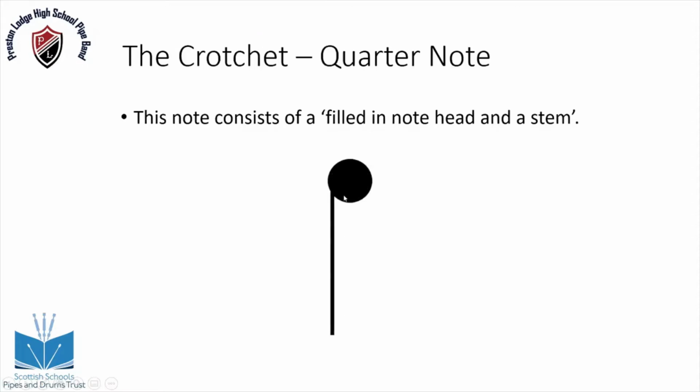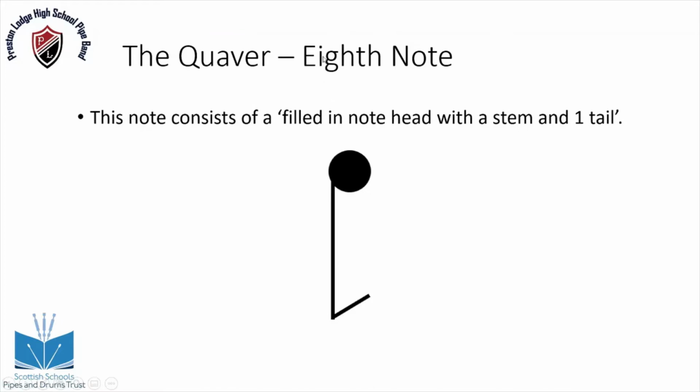And then our next one was the crotchet, or quarter note. It was a filled in note head and a stem. So there's your filled in note head and there's your stem. The quaver, or 8th note, consists of a filled in note head with a stem and one tail. There's your filled in note head, there's your stem, and there's your one tail.